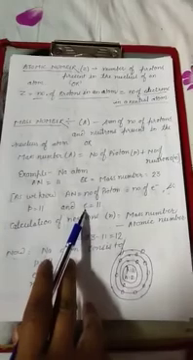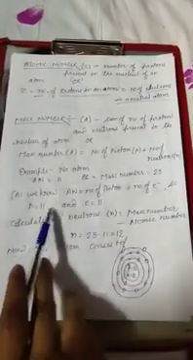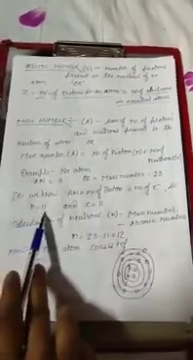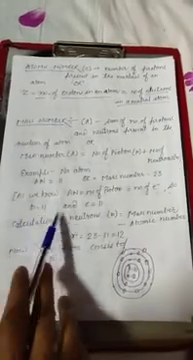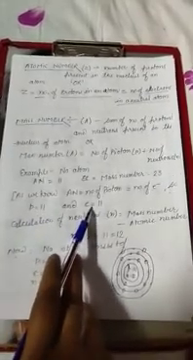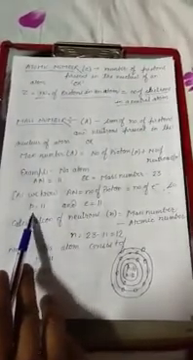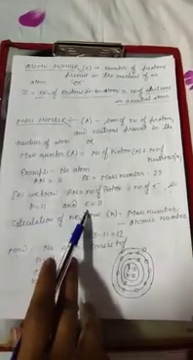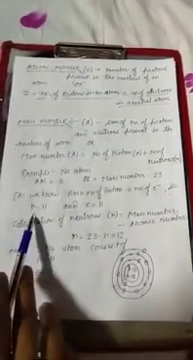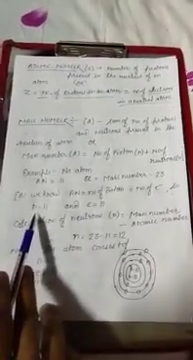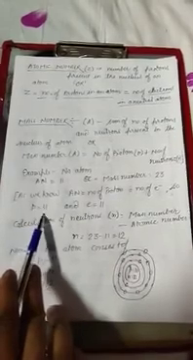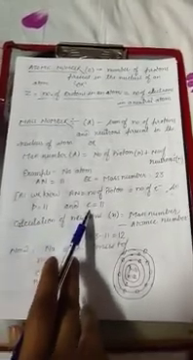Now the electron. The number of electrons is always equal to the number of protons. If protons are 11, then definitely electrons are also 11. Now two subatomic particles have been calculated, first the proton and second the electron. Atomic number is equal to the number of protons, and the number of protons is always equal to the number of electrons.